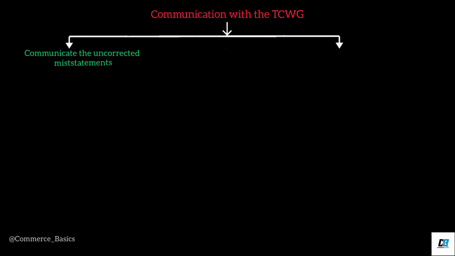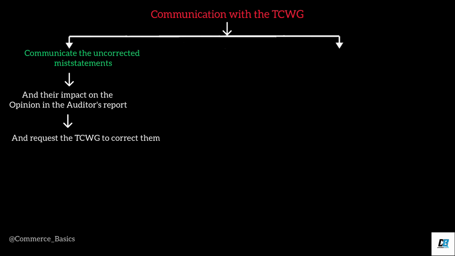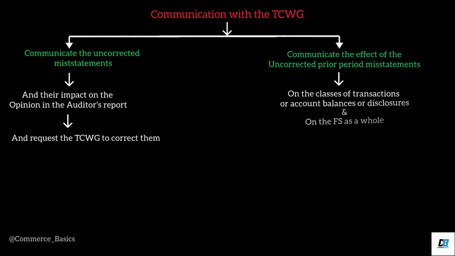The first thing is we have to communicate the uncorrected misstatements to the TCWG and tell them the impact of these uncorrected misstatements on our auditor's opinion, and we will ask them to correct them. We also have to communicate the effect of prior period uncorrected misstatements and their effect on the FS. We will ask the TCWG to correct them. If they correct them, well and good. If they also say they are not going to correct them, then we have to modify our opinion, or we have to document the reasons why they are not correcting them.